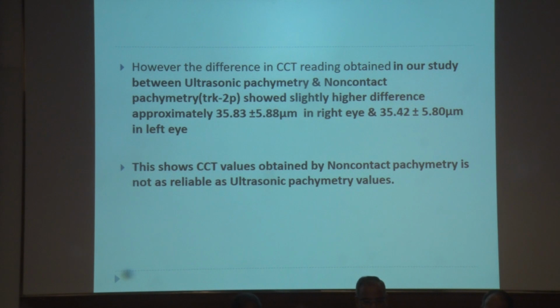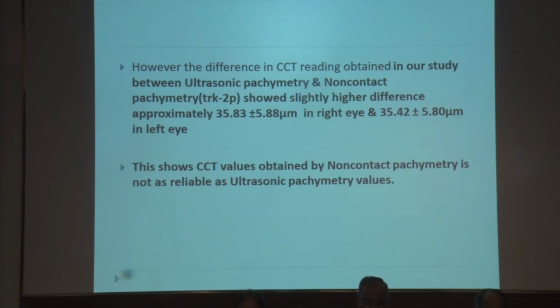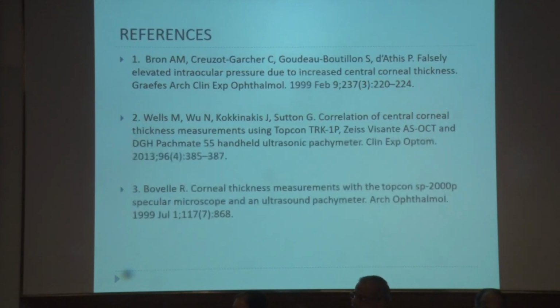In conclusion, we say that there is a slightly higher difference in our study between the non-contact and the ultrasonic pachymeter. It was around 35.83, and the non-contact pachymeter shows slightly thinner values as compared to the ultrasonic pachymeter. Hence, we conclude that the non-contact pachymeter should be cautiously used, as there is a slight difference in the values obtained. Thank you.